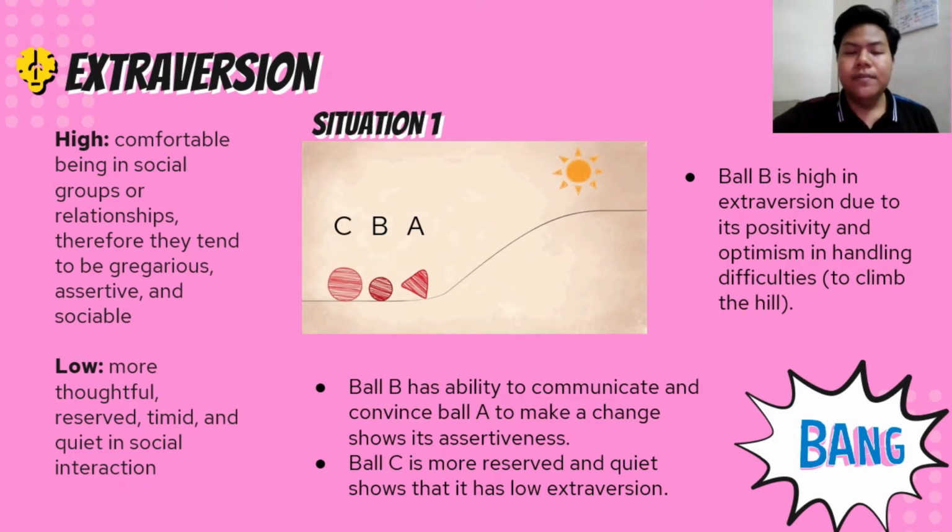Okay, based on the example in the video, our case study, Ball B shaped Ball A into a triangle, while Ball C was just standing there. By observing these attitudes, we can say that Ball B is high in extraversion due to its positivity and optimism in handling difficulties to climb the hill. So its ability to communicate and convince Ball A to make a change shows its assertiveness. Meanwhile, Ball C is more reserved and quiet, showing that it has low extraversion.